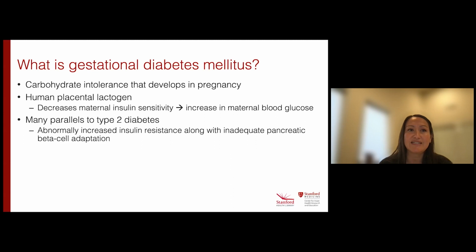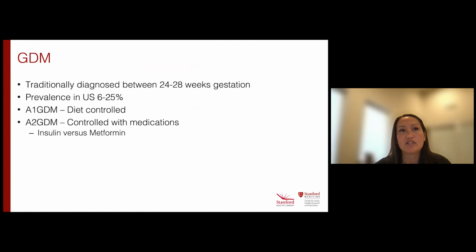Gestational diabetes has many parallels to type 2 diabetes. It's abnormally increased insulin resistance along with inadequate pancreatic beta cell adaptation. You'll hear me using the term GDM, which is just a shortened phrase for gestational diabetes. We traditionally diagnose gestational diabetes between 24 and 28 weeks of gestation. As long as a pregnant patient has no previous history of type 1 or type 2 diabetes, then everyone is universally screened for gestational diabetes at this gestational age.